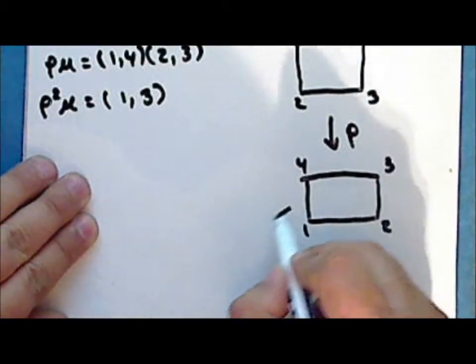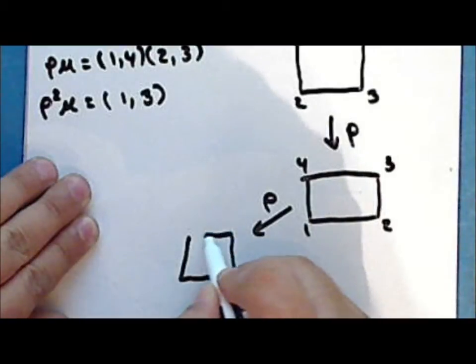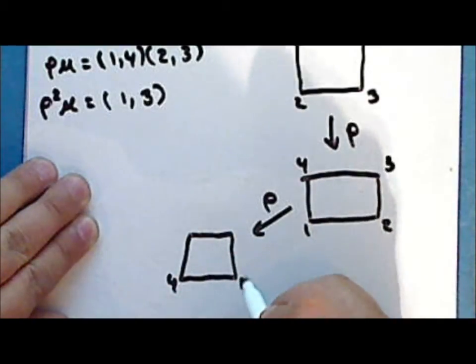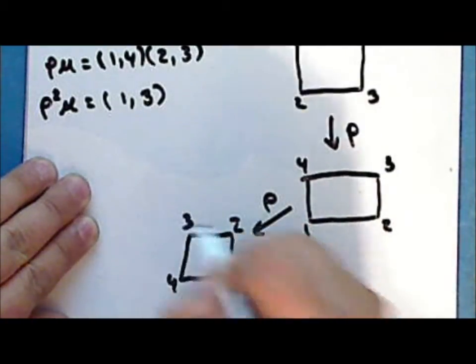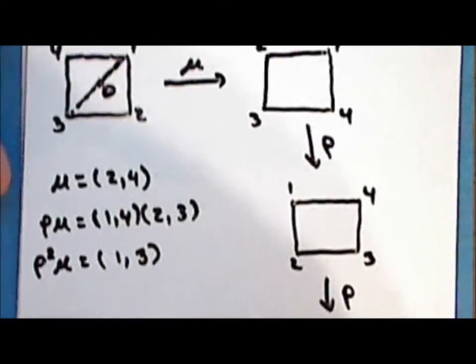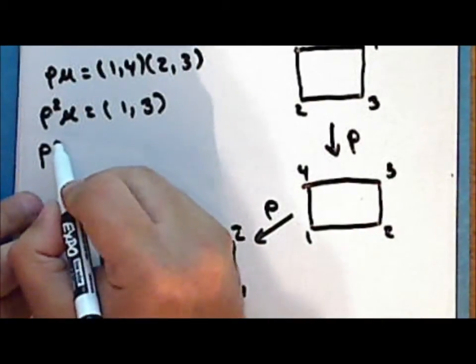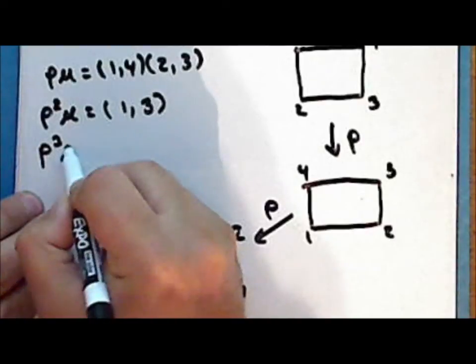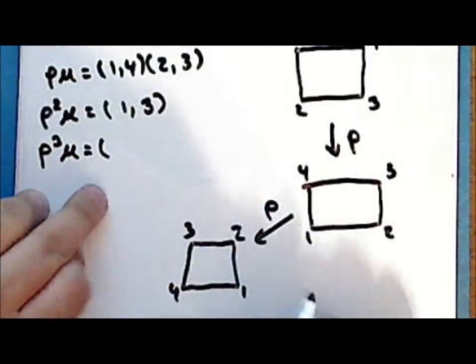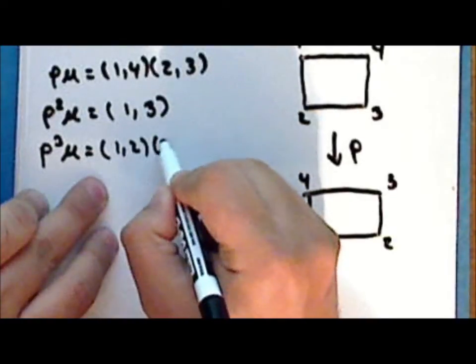And if we follow by a third rotation counterclockwise, then notice that vertices 1 and 2 have exchanged places, and vertices 3 and 4 have exchanged places, and so the reflection symmetry, rho cubed times mu, can be written as the pair of disjoint cycles 1 to 2 and 3 to 4.